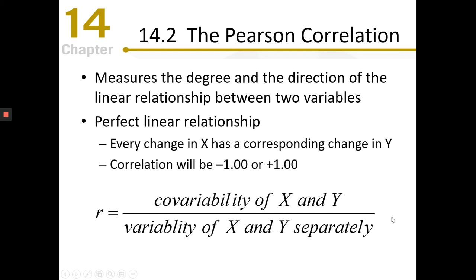And so basically, conceptually, what we're looking at here is this ratio. R is the abbreviation for correlation. R, in terms of a Pearson correlation, is the covariability of x and y over the variability of x and y separately. So what does this mean?